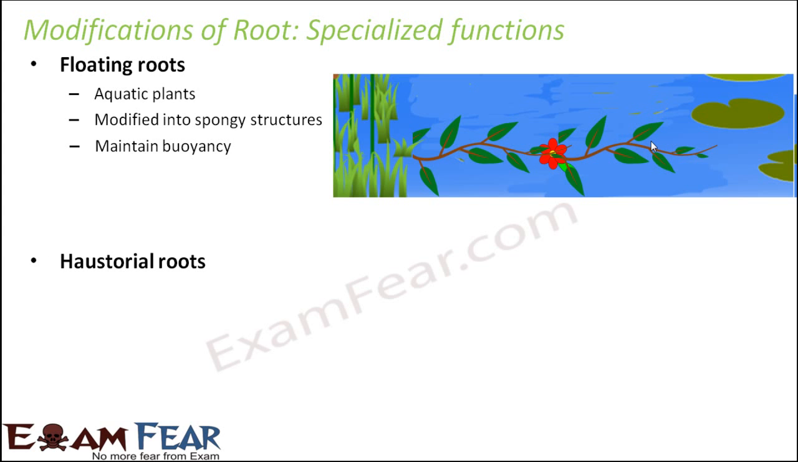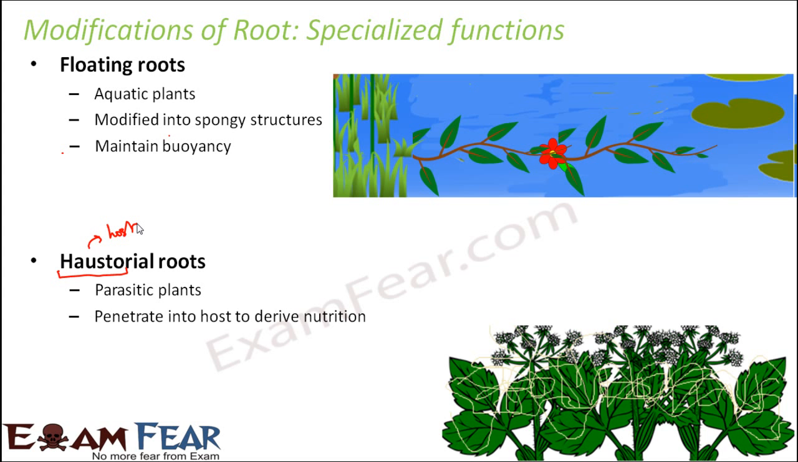Now let us look at the last modification, that is the haustorial roots. Now the term haustorial is related to host. Something related to host. So you all know about host and parasite, right? So it is something related to that. So these are parasitic plants. So how are they parasitic plants? They penetrate into the host to derive nutrition. So these are specialized roots which penetrate into the host.